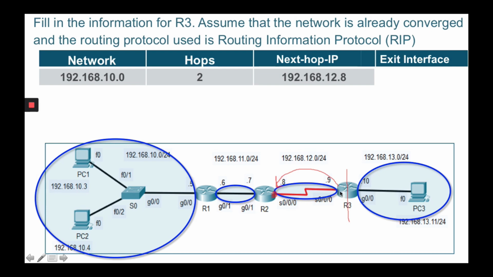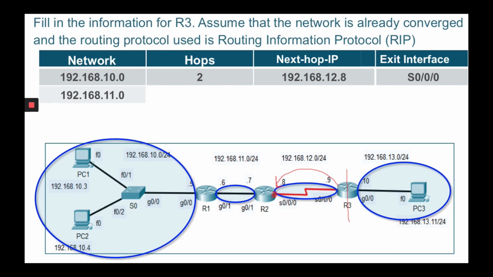And how about the exit interface? Now, you are in router 3. Your exit interface is connecting to S0/0/0. So your answer is S0/0/0. Okay, let's look at the second example.